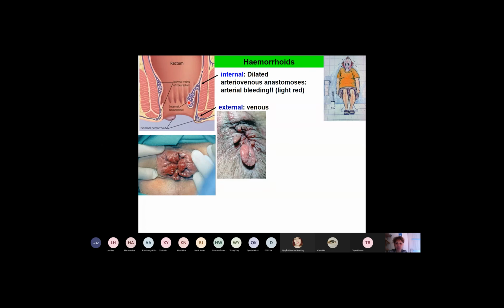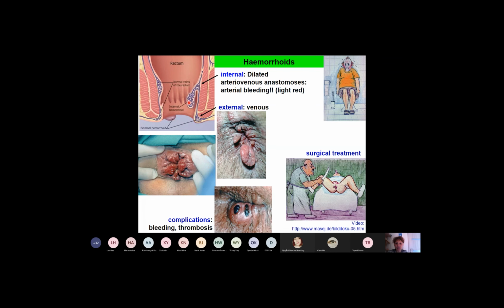So it's not important for the exam, but if you are interested, under this link you can have a look at an operation, a surgical treatment of these hemorrhoids.